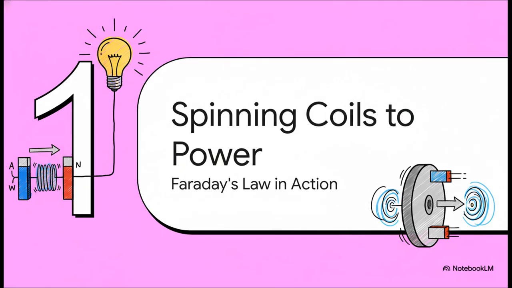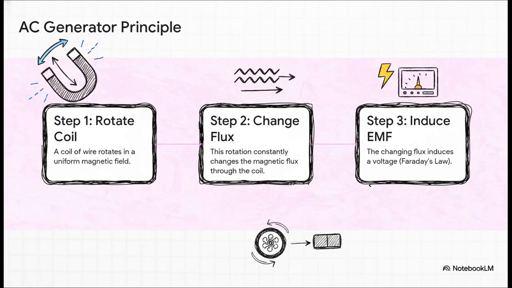Okay, so let's dive into the first half of our story, the AC generator. This is where we get to see Faraday's law of induction in its most practical and, honestly, its most powerful form. The whole principle is just beautifully simple. First, you take a coil of wire and you just spin it inside a magnetic field.